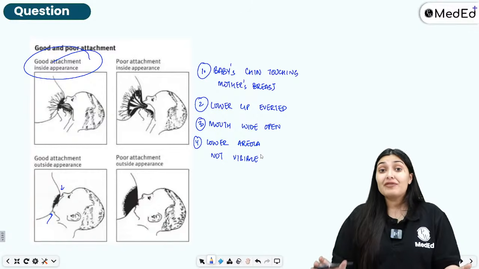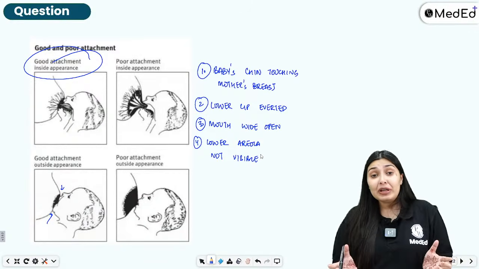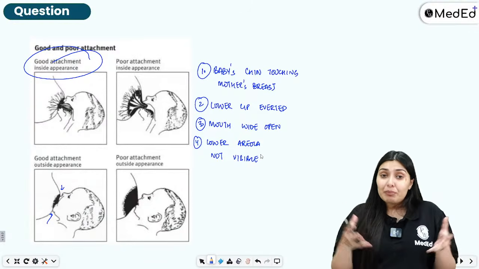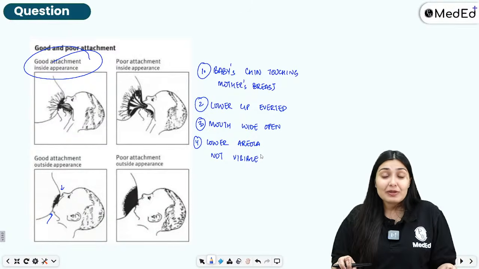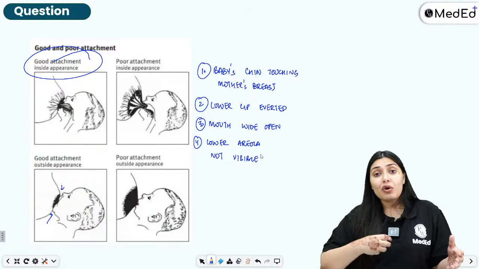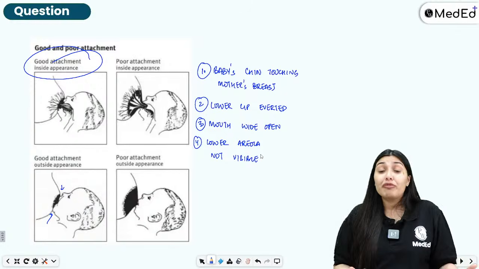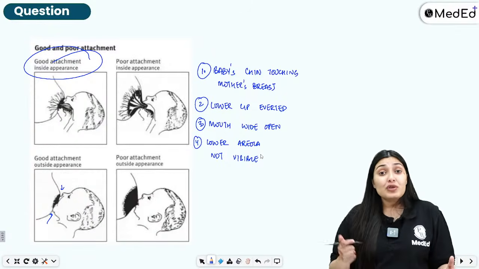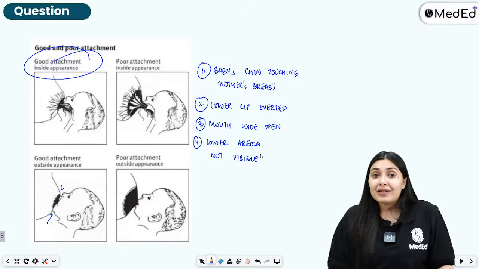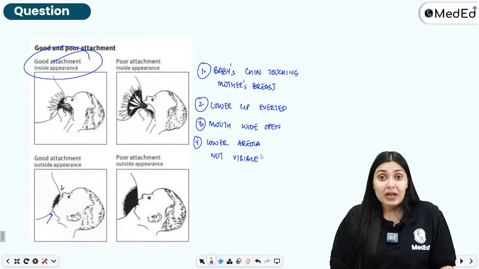Very important. If there is poor attachment, what will happen? Baby would just be stuck on the nipple, won't be pressing over the sinuses that actually release the milk. So baby will try to suck on vigorously. Mother will have a lot of pain. There will be nipple cracking, nipple infection could be there. So it's very important that you counsel the mother regarding signs of good attachment. They're again very frequently tested in INI.